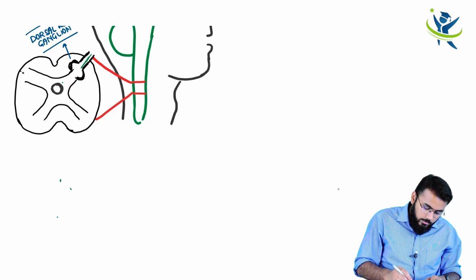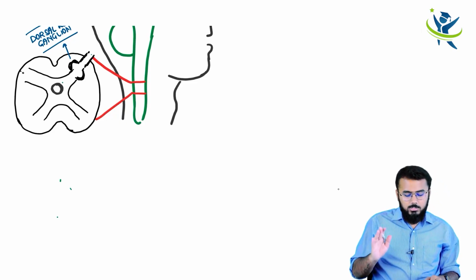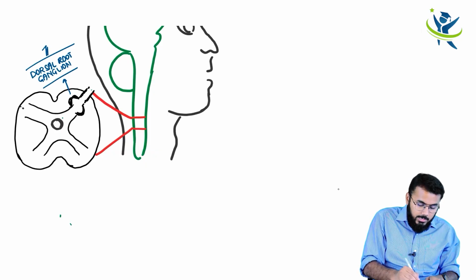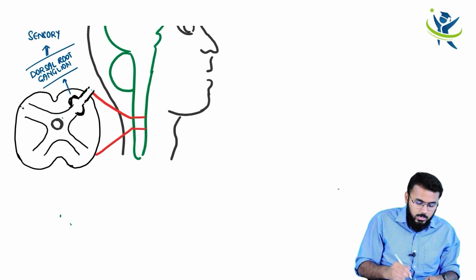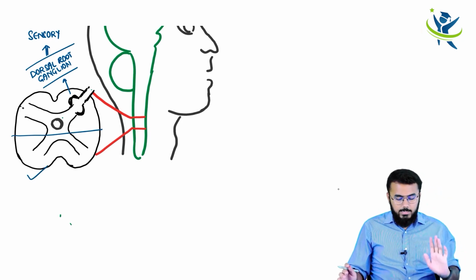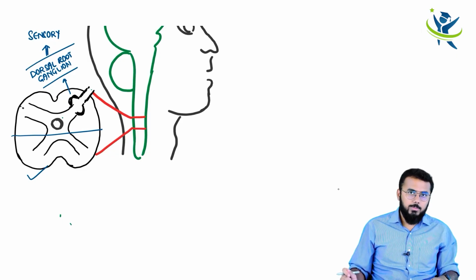I'm rubbing it out now, right? So this is a dorsal root ganglion where only and only what nerves are present? There are only sensory nerves, not motor nerves. Motor nerves are present in the ventral part here. Dorsal side always there are sensory nerves. So let us get back into the topic now.